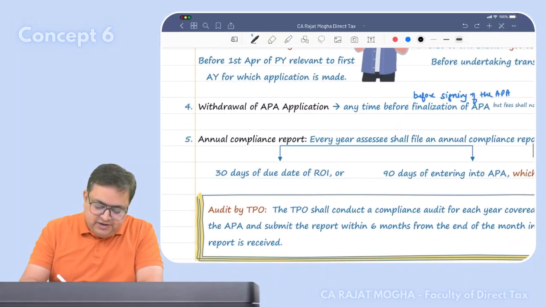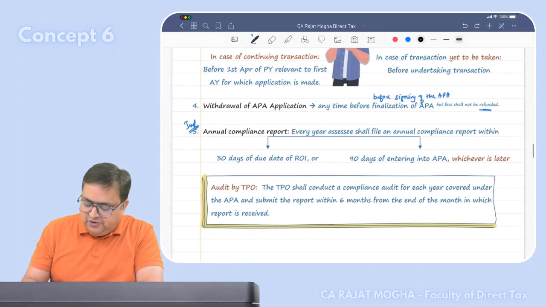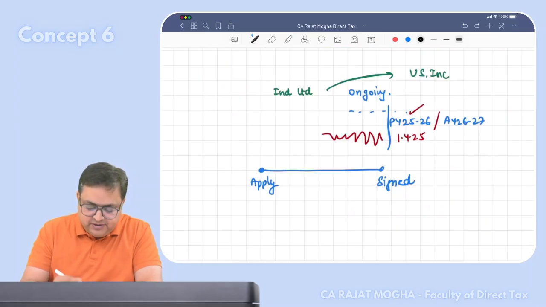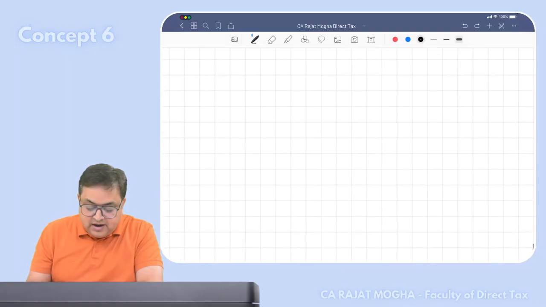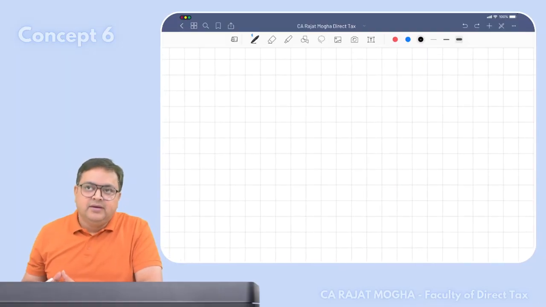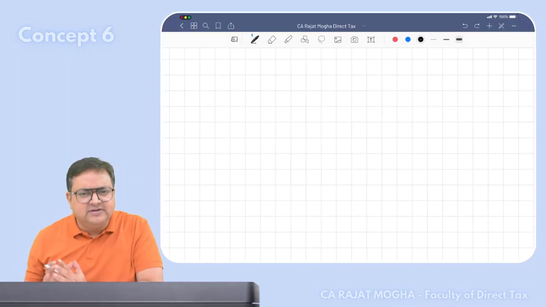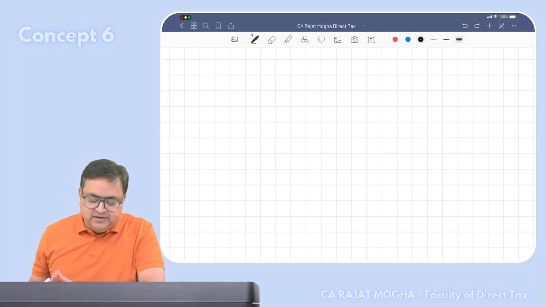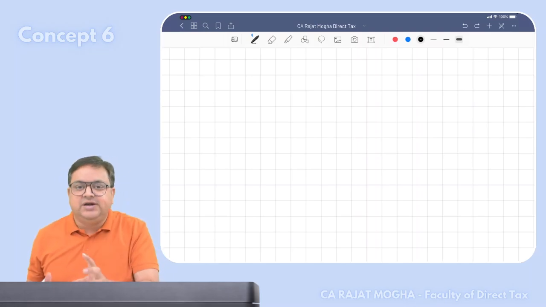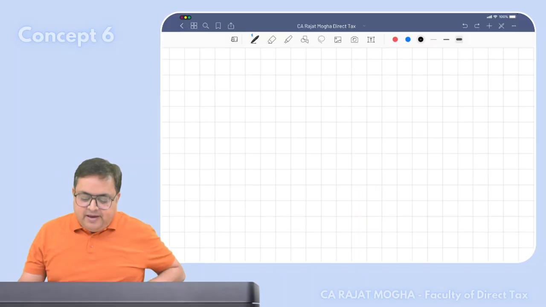Very, very important fifth point. Before I jump on the fifth point, I would like you to understand it conceptually. See, what happens is, understand it, guys. Conceptually understand it. Very genuine point, very logical point.